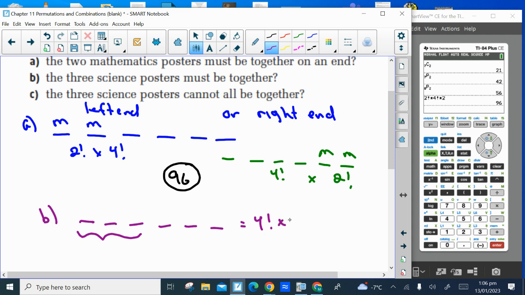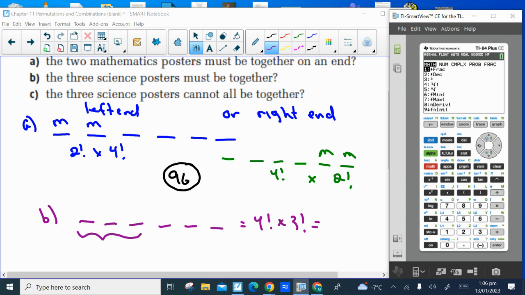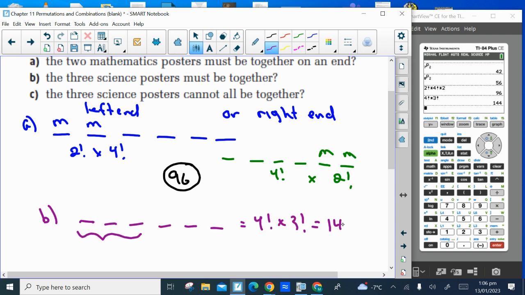But you also have to multiply by 3 factorial, which would represent the ways that the science posters can be arranged amongst themselves. It doesn't say they have to be in a specific order, so they can be arranged amongst themselves. So 4 factorial times 3 factorial, 144.